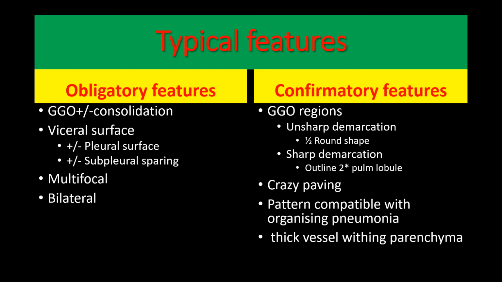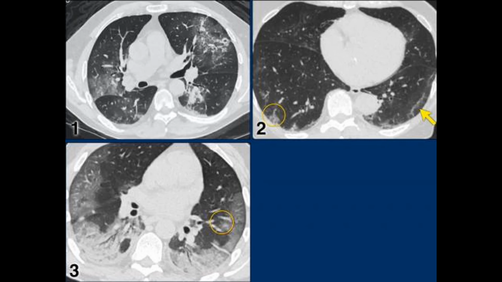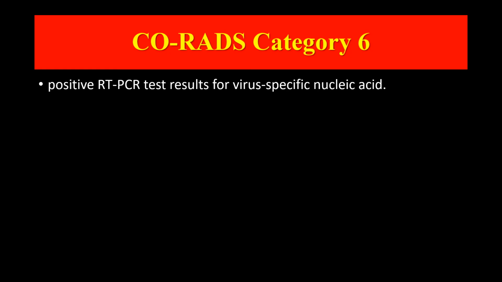Now again, the obligatory features are ground glass opacity, consolidation, visceral surface presence, and multifocal and bilateral distribution. Again, crazy paving, organizing pneumonia pattern, and thick vessel within the parenchyma. Very important, a thick vessel within the parenchyma supports COVID. Presence of pleural effusion will exclude typical COVID lung disease. So these are the features typical of CO-RADS: multifocal ground glass opacities with thickened blood vessels within the parenchyma. We can see subpleural lesions, and also a subpleural band, a typical case of COVID-19. So this is how we diagnose COVID-19.